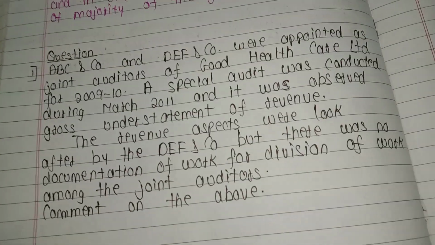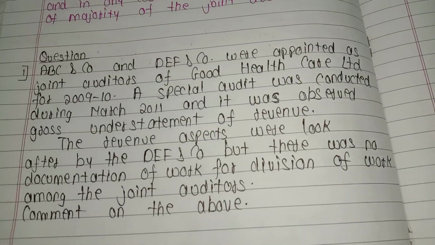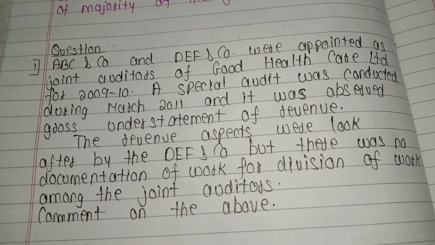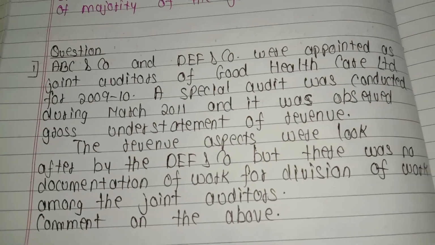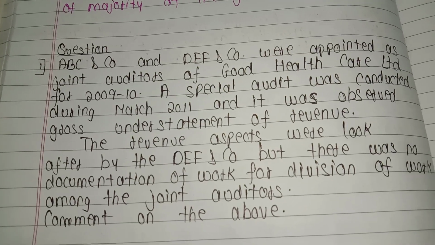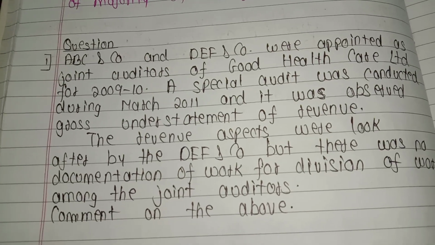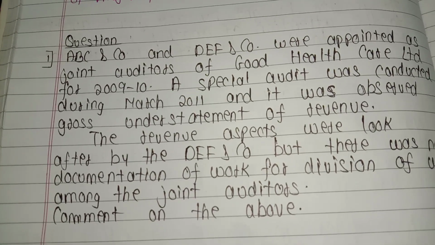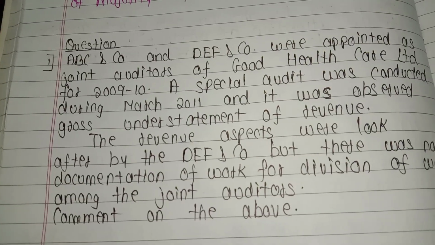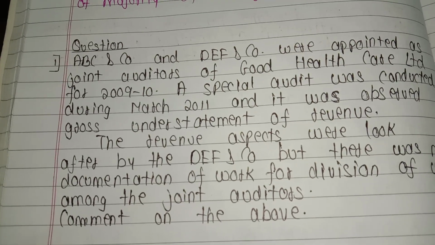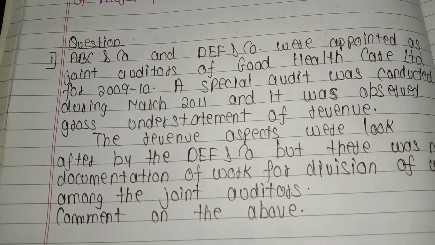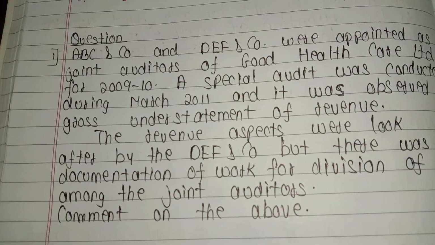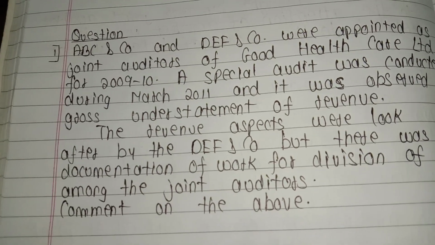Now friends, it means we can understand that the importance is the documentation of division of work. Even if you are conducting a joint audit, there should be documentation for division of work, that a particular plant or particular branch, regional office, or asset-liability wise, income-expenditure wise, the audit will be conducted. The documentation of division of work should also be communicated to the client to be on safe hands. Now this was the answer for this question.